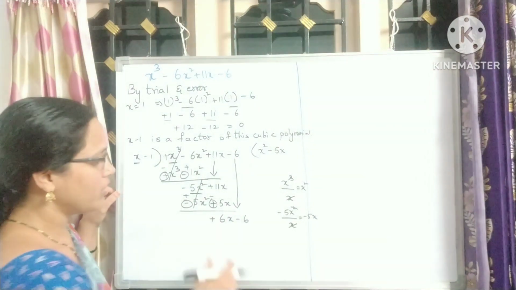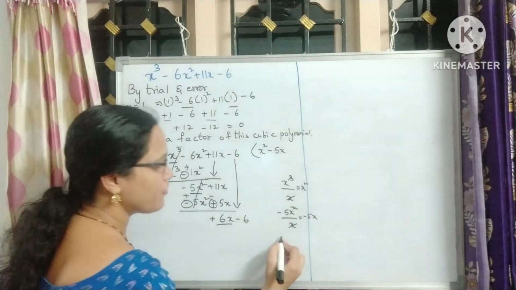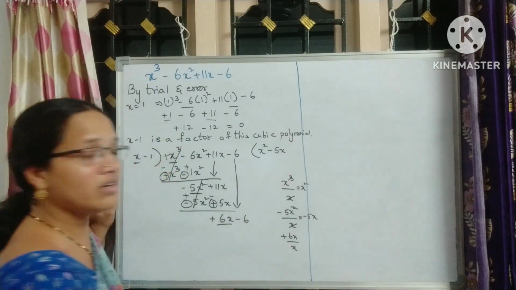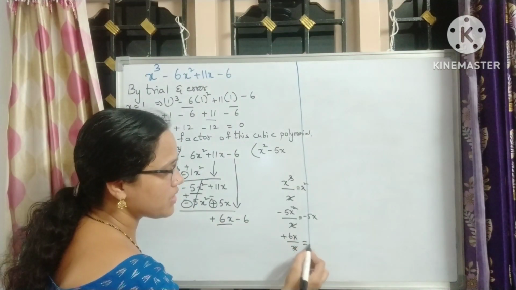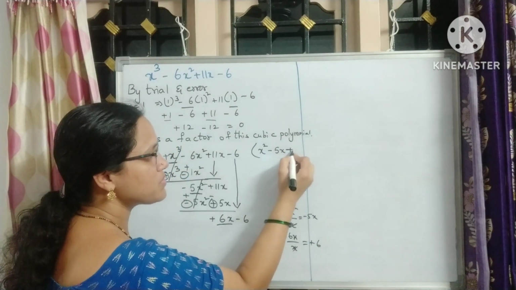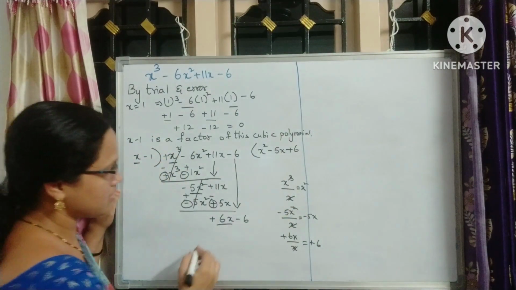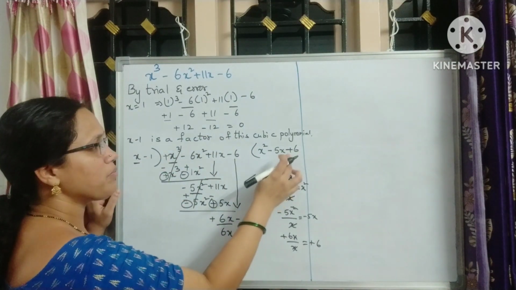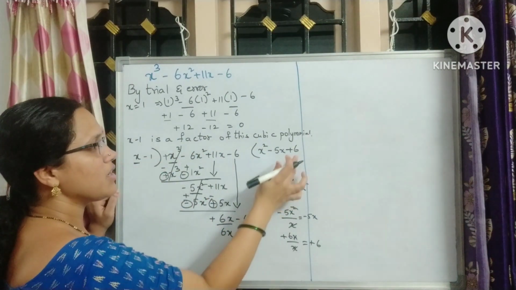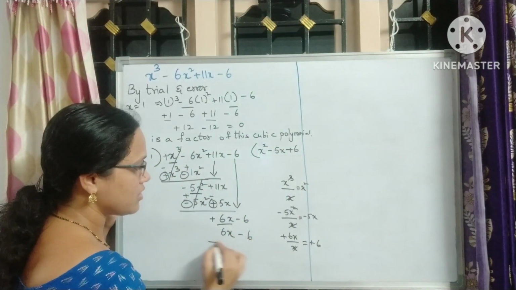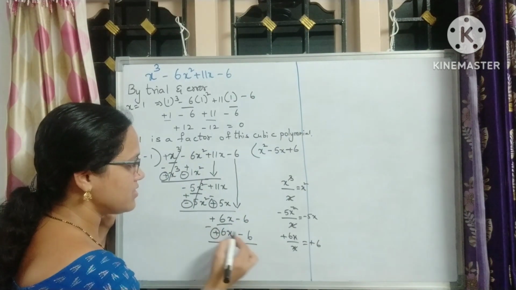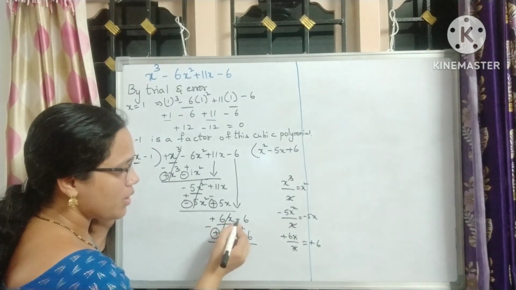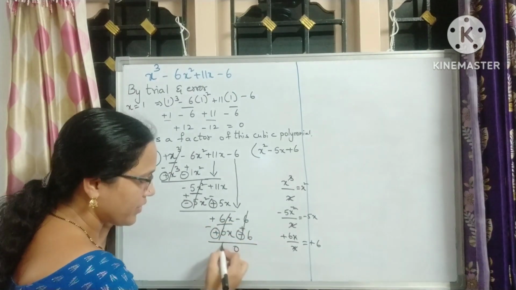Is that clear, all of you? Now again the same procedure. First part of the dividend by the first part of the divisor. When you cancel this, it becomes plus 6. So that becomes the quotient, plus 6. Now 6 into x is 6x, and 6 into minus 1 is minus 6. So change the signs. When you change the signs, plus 6x and minus 6x cancel, minus 6 and plus 6 cancel. That means the remainder is 0.